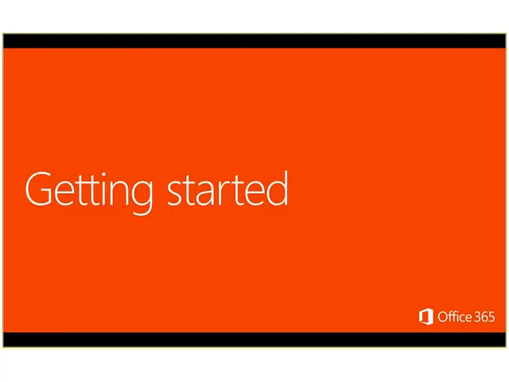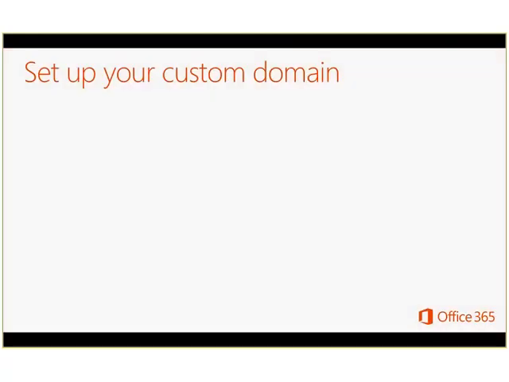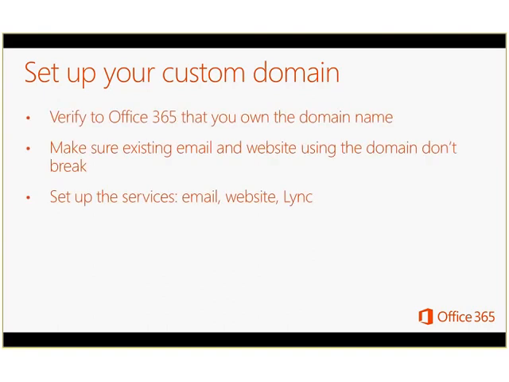So how do you get started? When you're setting up your domain in Office 365, it requires a couple of steps. Basically, you first need to verify to Office 365 that you own the domain name. Then you're going to make sure that any existing email and websites that use that domain don't break, because that would be bad news. And then you'll set up your services with email, website, and Lync, whatever services you've signed up for.